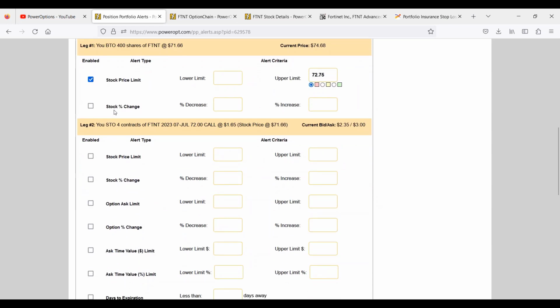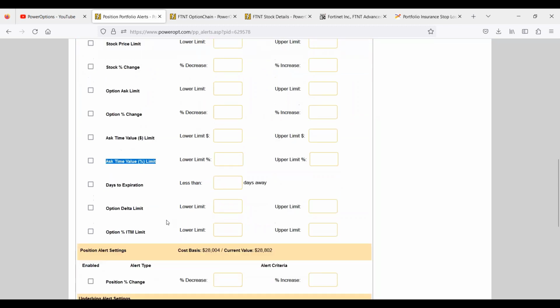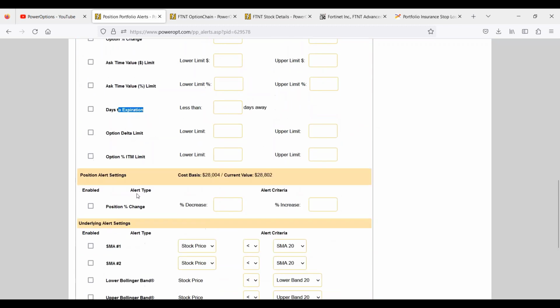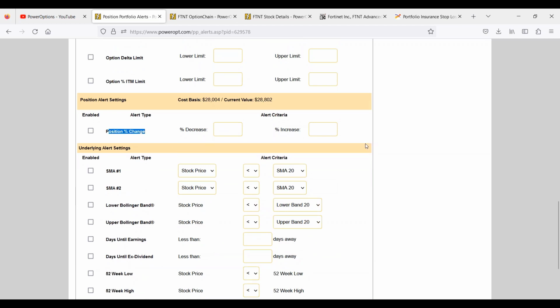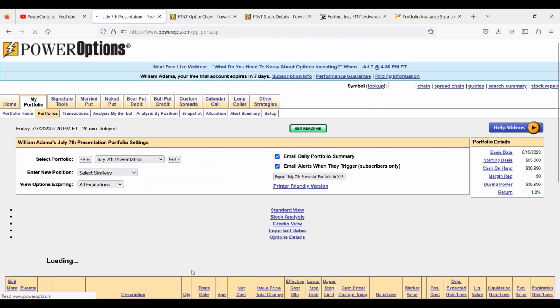But you can set other alerts for the percentage stock change, option percent change, ask limit on the call option, days remaining to expiration, delta, lower or upper, range in the money, total position percent change, positive or negative, and some stock alerts as well. If the stock's trading above or below a 20-day, 50-day, or 100-day moving average, Bollinger Band, days remaining till earnings, days until ex-dividend, if the stock hits a new 52-week high or new 52-week low as well. I'm going to keep it simple and use that stock alert.